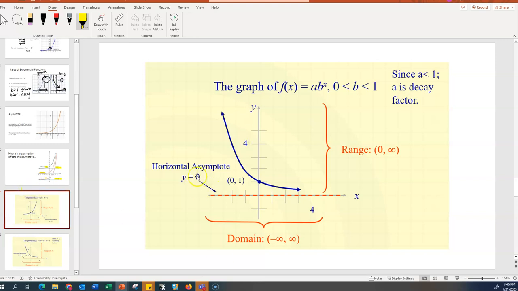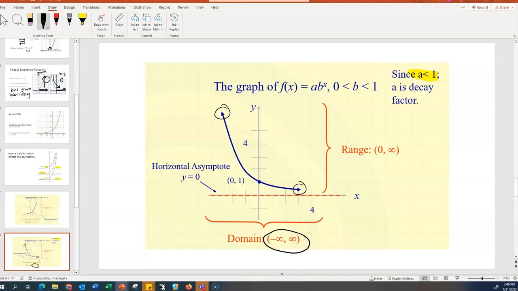The last thing we're going to talk about is domain and range. So again, we have our horizontal asymptote, and this is a decay function. Why? Because b is less than 1. As you can see, it's going down and to the right. So our domain is all x values. We have arrow and arrow. So that means our domain is all real numbers, or negative infinity to positive infinity.